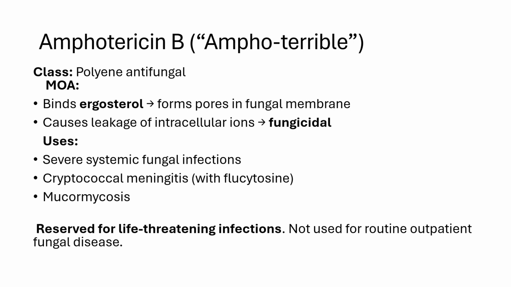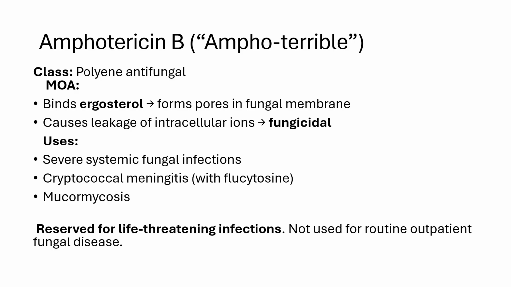Okay, so starting off with Amphotericin B, affectionately named Amphoterrible, and for good reason. This is a polyene antifungal that works by binding ergosterol in the fungal cell membrane. That creates pores, which cause the contents of the fungal cell to leak out, kind of like punching holes in a water balloon. So because of this direct kill mechanism, this is considered fungicidal.